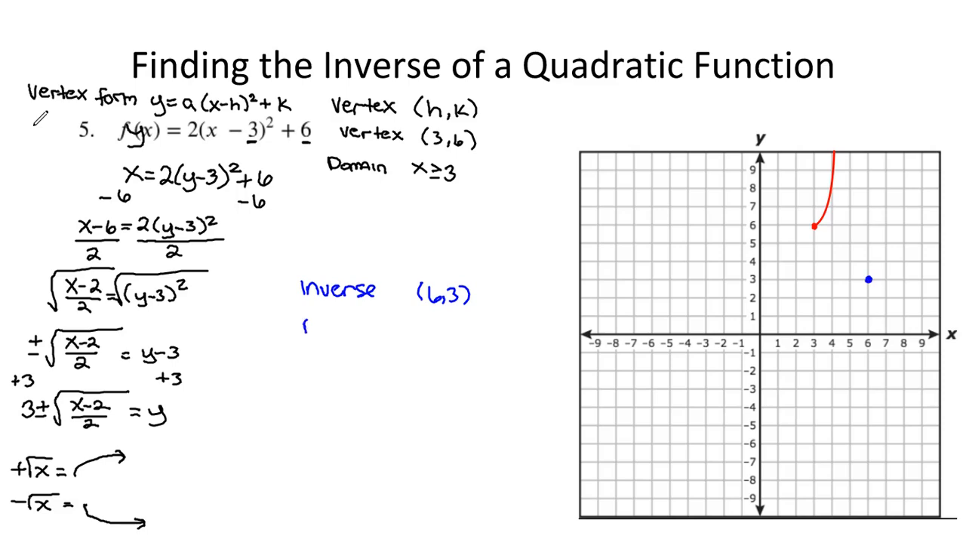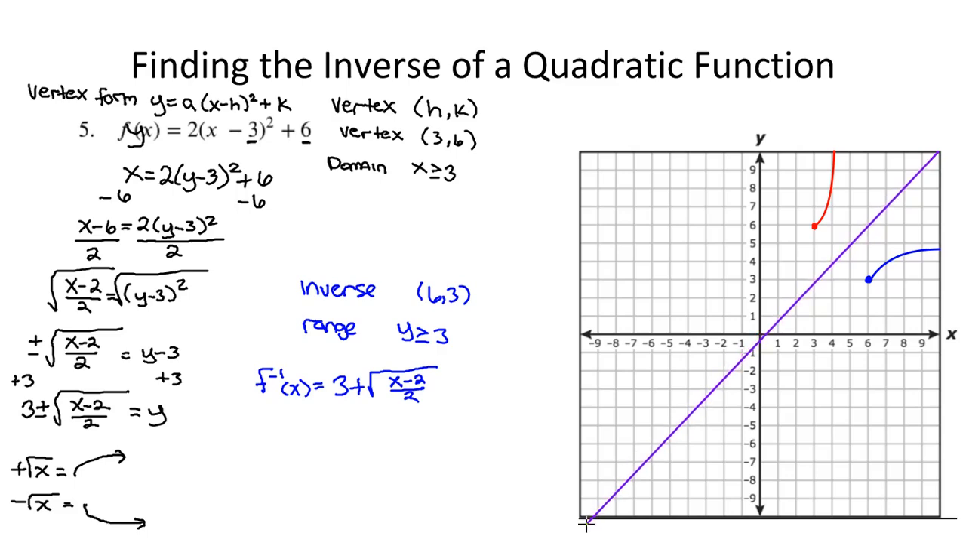Now, the domain of our original was everything bigger than 3. So that means our range has got to be, y has got to be bigger than 3. Well, if this thing graphs down, that's not going to make this happen. So this must be the positive square root. And so we know that our inverse, f inverse of x, is going to be 3 plus the square root of (x minus 6) all over 2. And like we've seen before, you'll notice that the inverse and the original are reflected over the y equals x line.